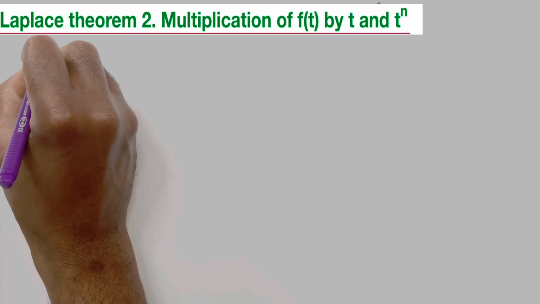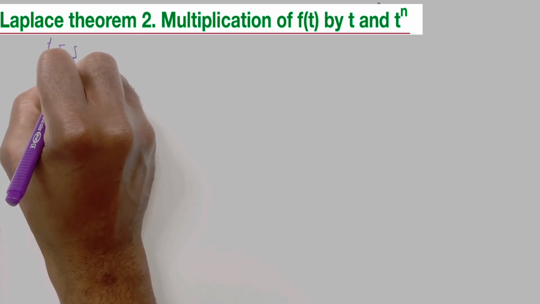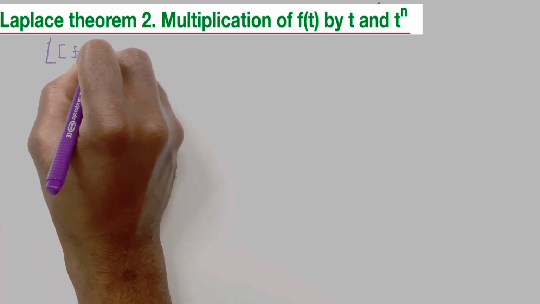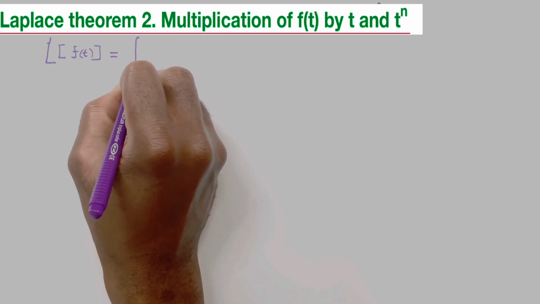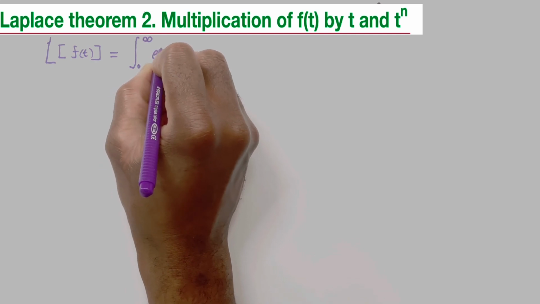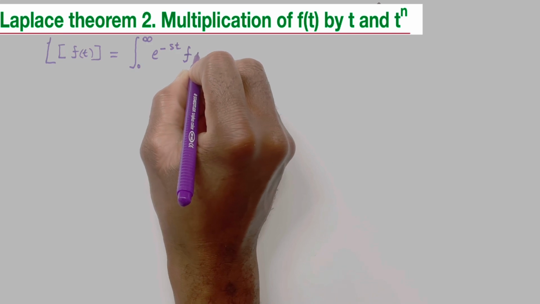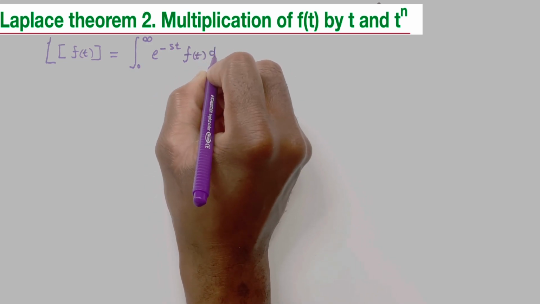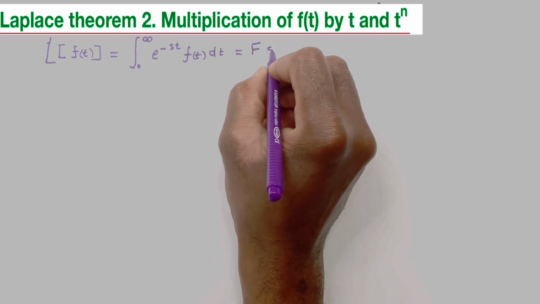The derivative of Laplace, Theorem 2: multiplication of f of t by t and t to the power of n. So let's write down the Laplace equation, which is Laplace f of t. That gives us the integral 0 to infinity of e to the power minus st f of t dt. So that's the general equation, and that gives us a function of s.